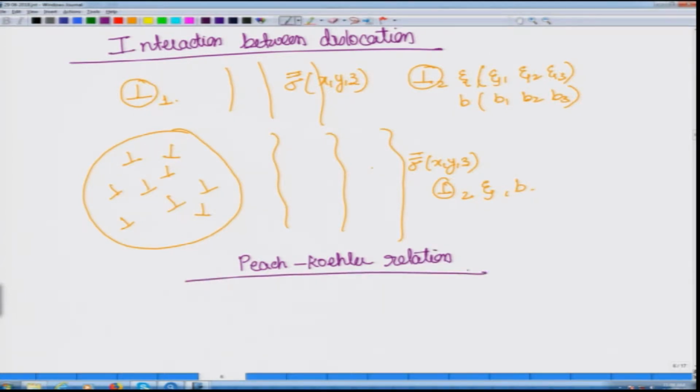So, what is this Peach-Kohler relation? It describes the forces that we want to calculate on 2 because of either the case of 1 or 2, but what we have is basically stresses acting because of or arising from different dislocations. So, it will be given like this.